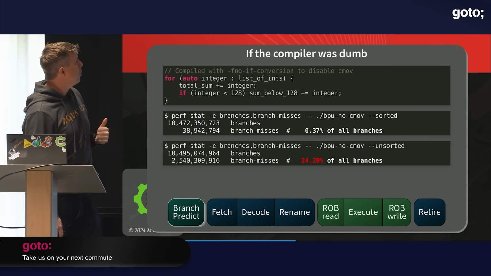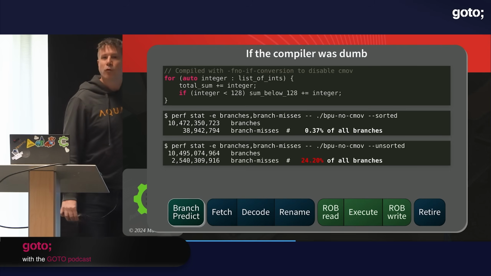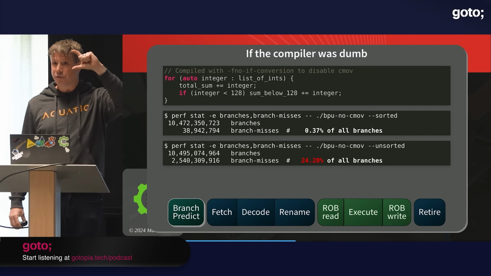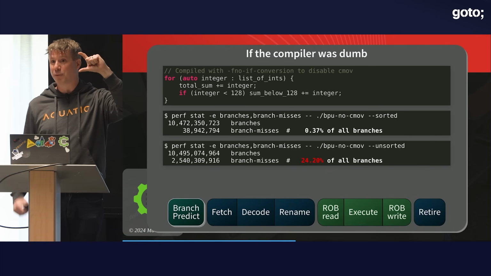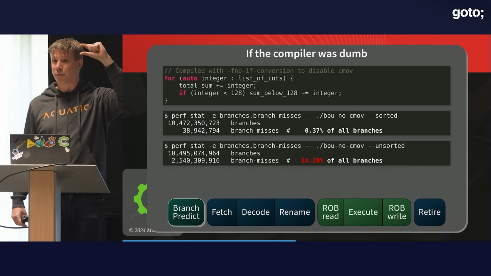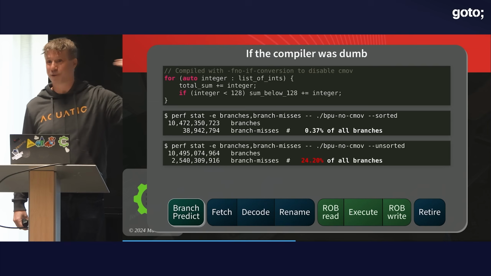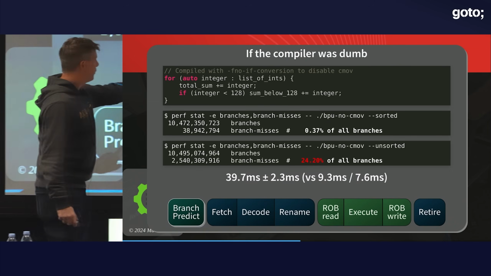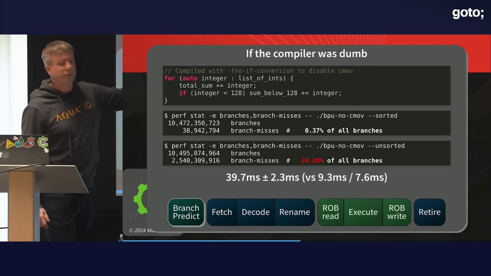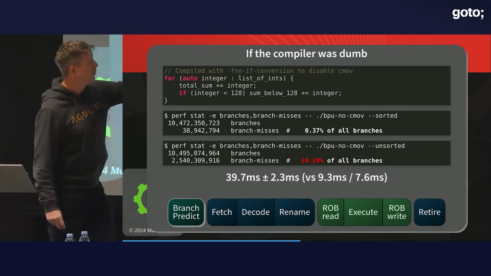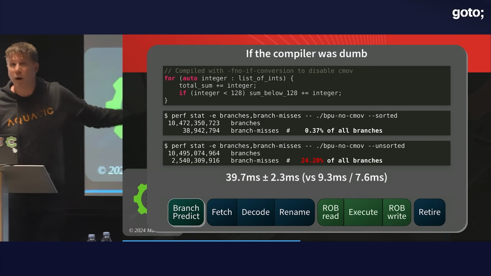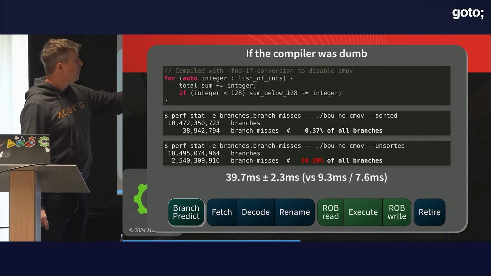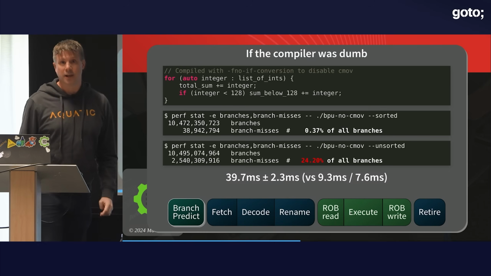When we run it on the unsorted data, 24% of all the branches are mispredicted, which is exactly what you'd expect, right? That loop has 2 branches, one of which is perfectly predictable, so half the branches will be perfectly predicted. The other half of the branches will be wrong exactly half the time, so that's where the 25% comes from. So that is monstrous, and it takes 39 milliseconds versus the 9 if we just use the branchful version versus the 7 if we use the CMOV version. So the compiler got it right here. The compiler made the right call, and you can see that branch prediction correctly is important to be able to do.